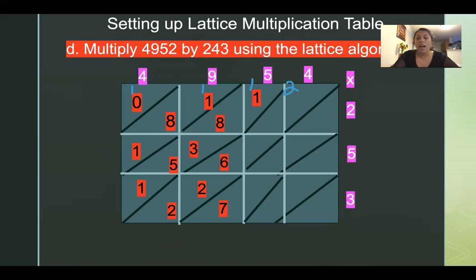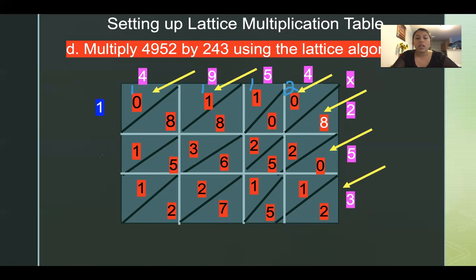Moving along with the 5. 5 times 2 is 10. 5 times 5 is 25. 5 times 3 is 15. Now our 4. 4 times 2 is 8. 4 times 5 is 20. And 4 times 3 gives us a total of 12. We follow our yellow arrows and get a grand total of 1,203,336 as our grand total. Isn't that crazy?